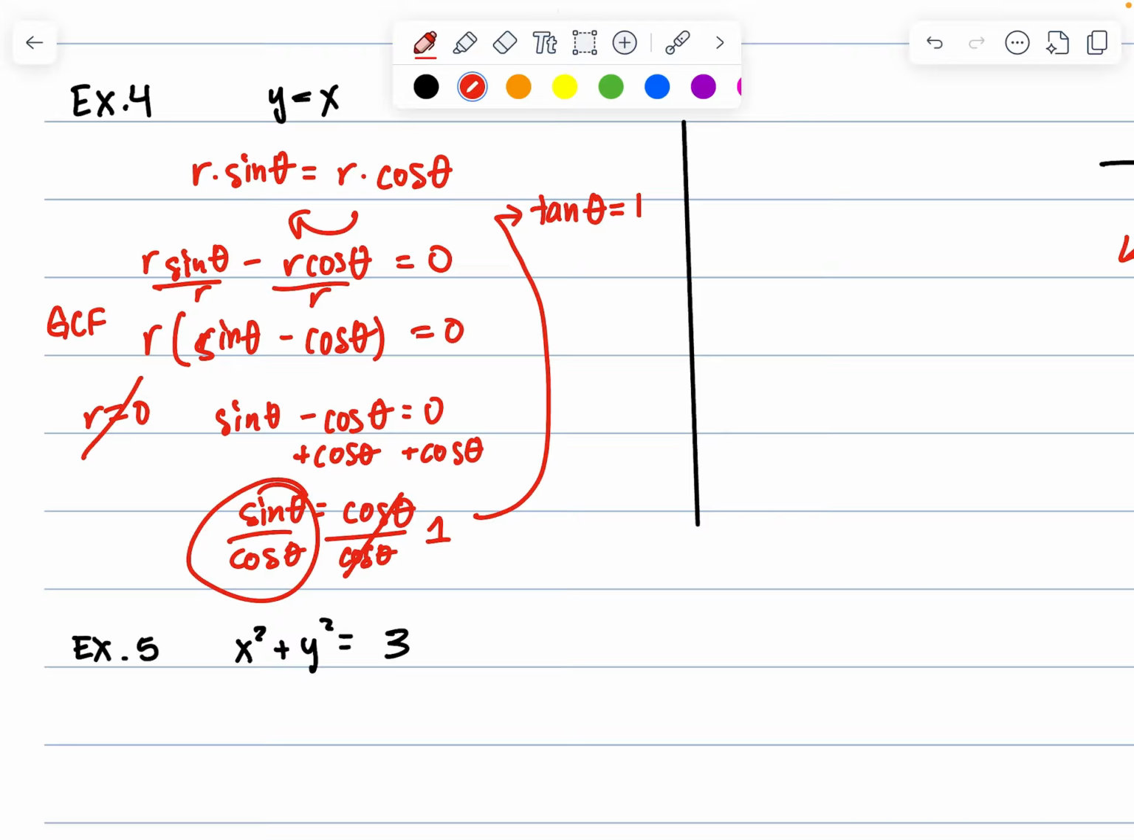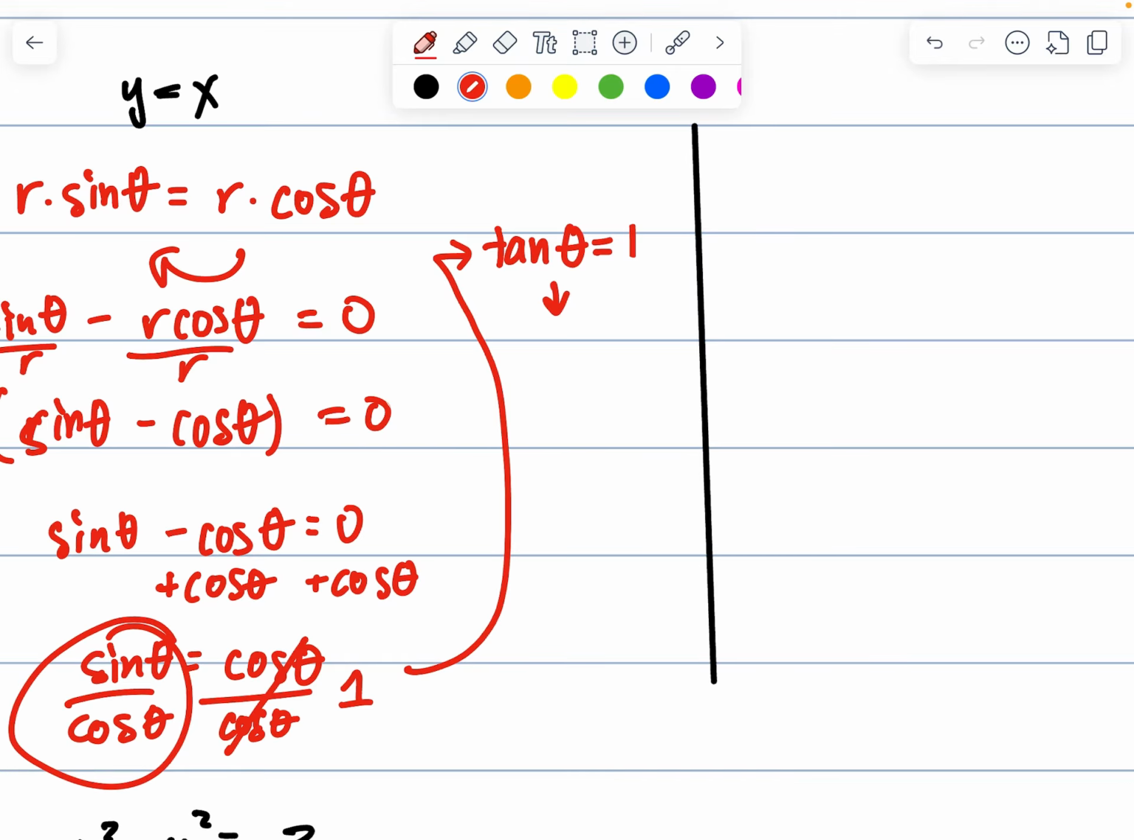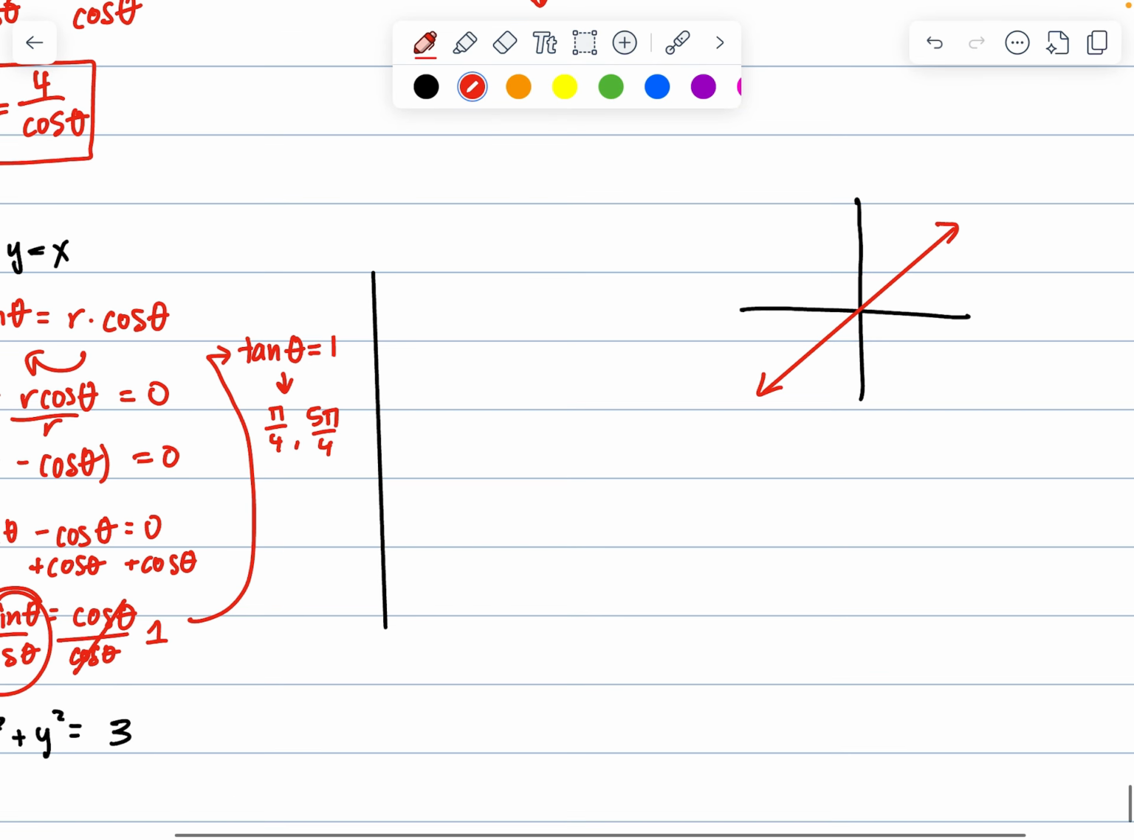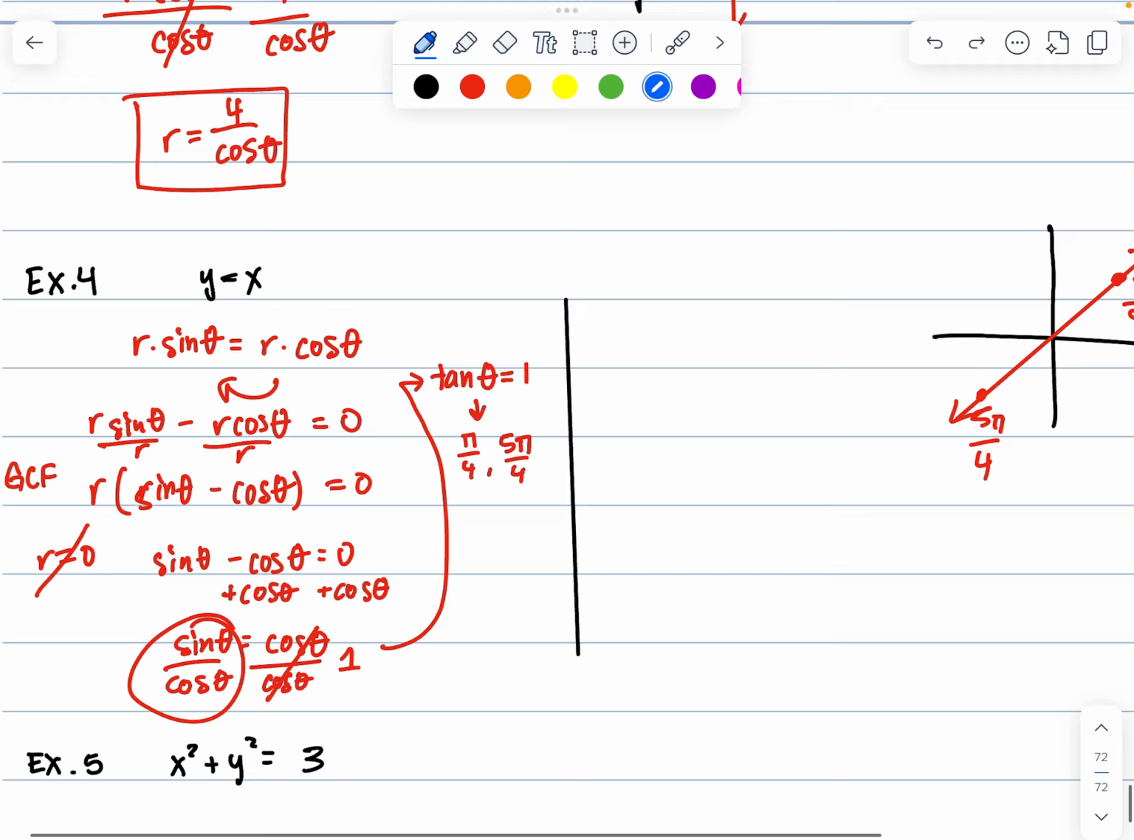There are two solutions to this, hopefully you know. When tangent theta is equal to a positive 1, it occurs at pi over 4 and 5 pi over 4. And if you really, really think about it, it is at these particular points. Pi over 4, 5 pi over 4. When this happens, you kind of just connect the dots and you make the line. And you're done.